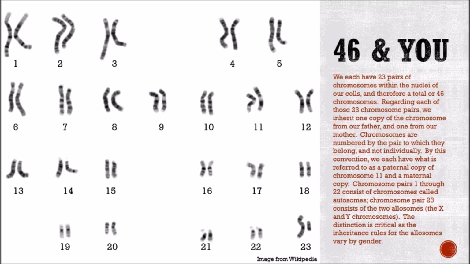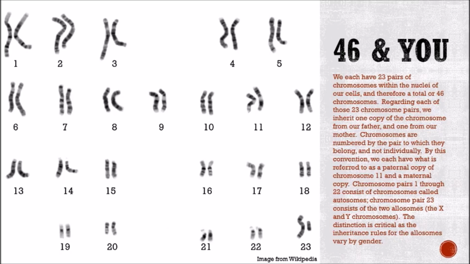Regarding each of these 23 chromosome pairs, we inherit 1 copy of the chromosome from our father and 1 from our mother. The chromosomes are numbered by the pair to which they belong and not individually. So there are not chromosomes 1 through 46. There's just chromosome pair 1, and we often refer to that simply as chromosome 1 when we speak loosely. By this convention, we each have a paternal copy of, say, chromosome 11 and a maternal copy of chromosome 11. That's how we typically refer to them when we want to distinguish between the two.